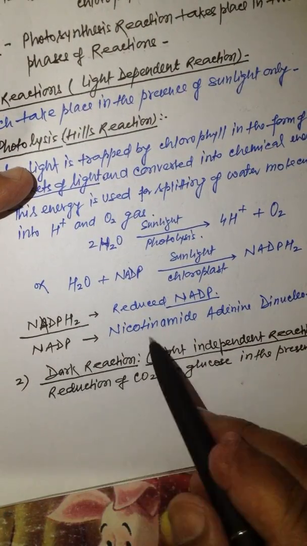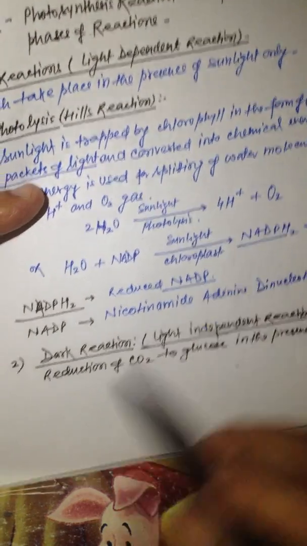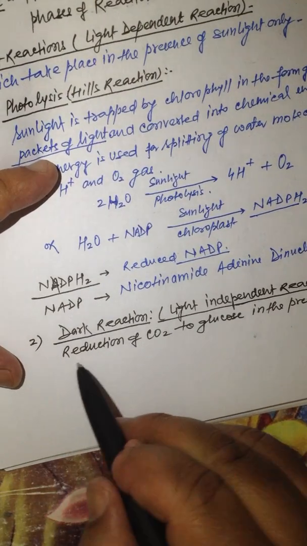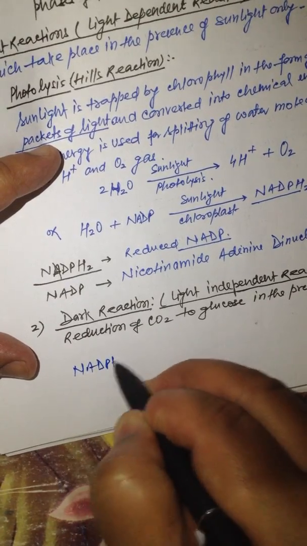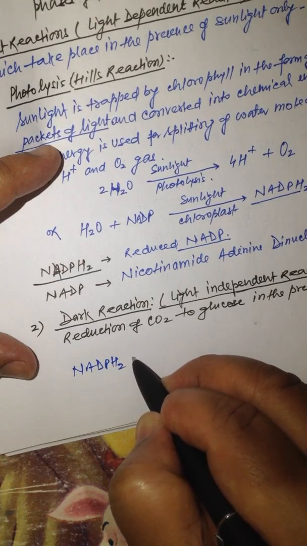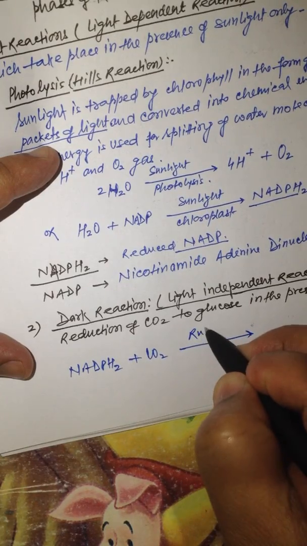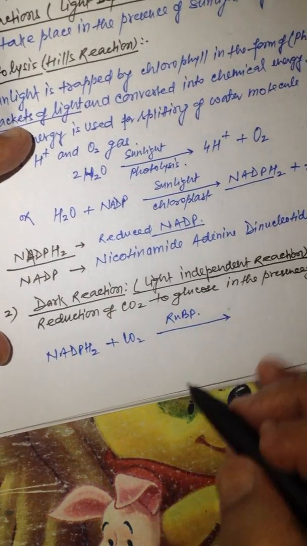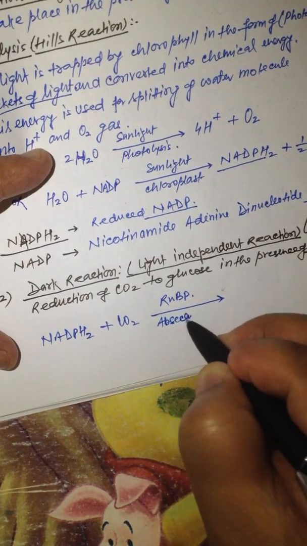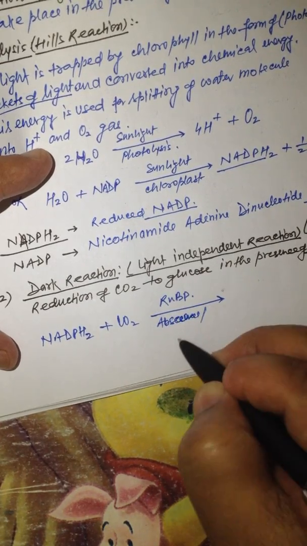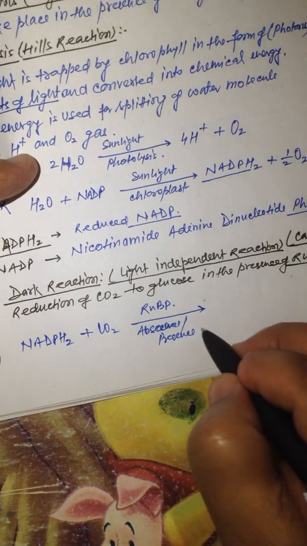So NADP, this one. Then we are coming to this, our byproduct is NADPH2, which is used here for reduction of CO2 to glucose. कैसे होता है? NADPH2 plus CO2 in the presence of RUBP. What is this RUBP? I'll tell you right now. RUBP और absence और presence कुछ भी हो सकता है सनलाइट का. जरूरी नहीं कि सनलाइट प्रेजेंस हो, एब्सेंस और प्रेजेंस दोनों टाइम हो सकता है. इसलिए हम इसको लाइट इंडिपेंडेंट रिएक्शन कहते हैं.